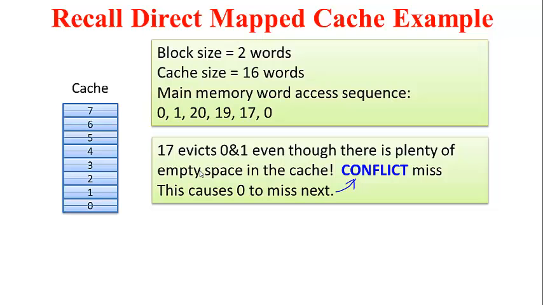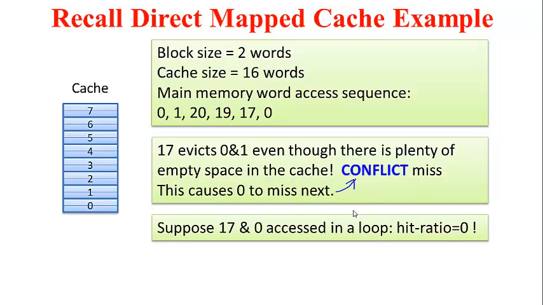Now suppose the program continued, and suppose we had a loop where word addresses 17 and 0 were accessed repeatedly one after another. What do you think will be the hit ratio in that case? Well, what will happen is that word addresses 17 and 0 will keep kicking out each other from the cache, and this will result in all of the memory accesses being cache misses, resulting in a hit ratio of 0. Well, that's not too good. This can happen in real programs. We have a problem with the cache design then.